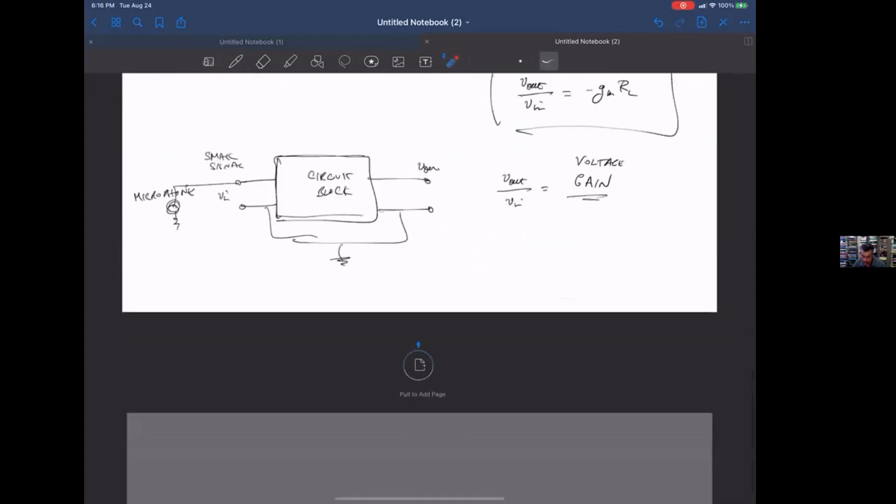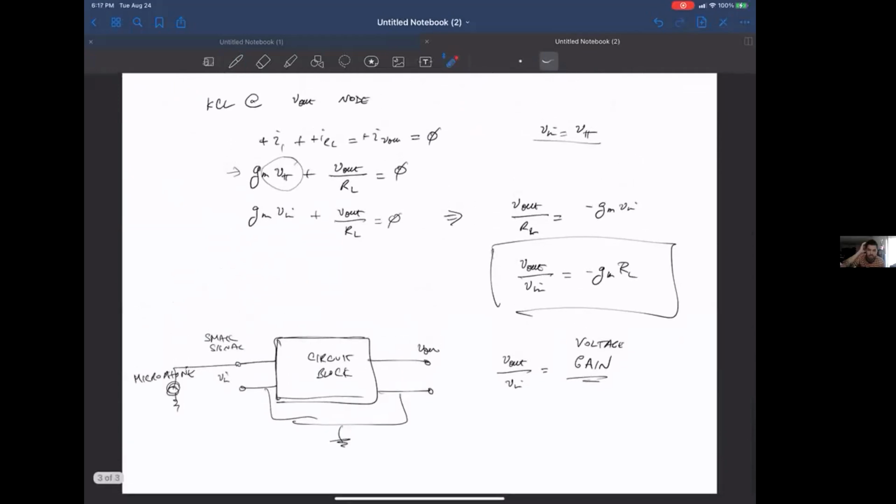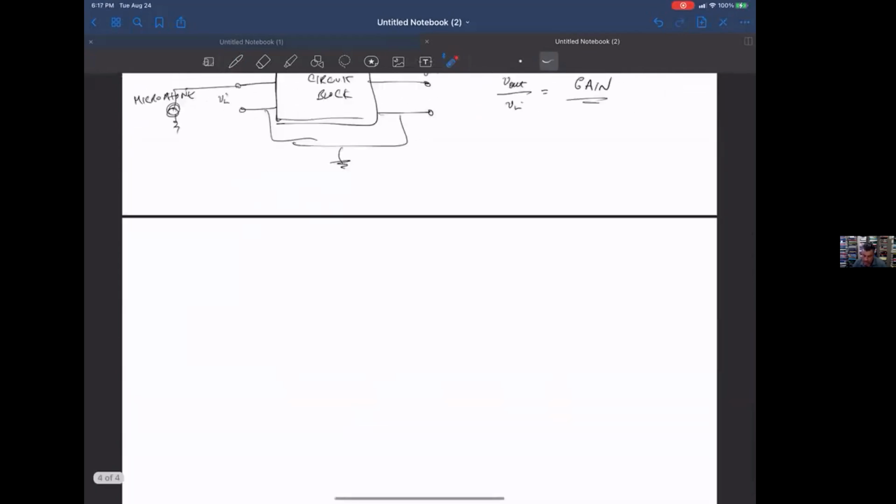Okay, I've got a question. Yeah, go ahead. So for the gain to be negative, does that mean that it's supplying power, like voltage or something, or does it not? All it means is, let me just draw something.